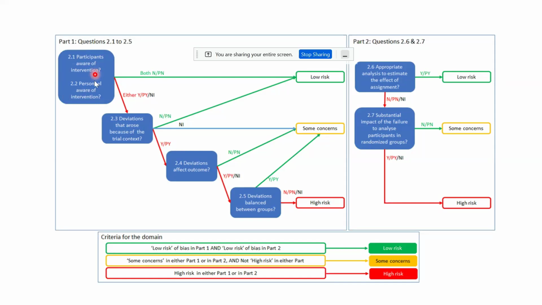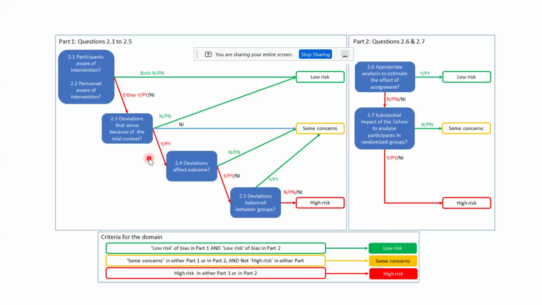So if the answer to either of this is yes or probably yes or no information, then we get to 2.3. If the answer is no or probably no, it goes to low risk in this case. Okay. If the answer is yes, probably yes, or no information, then we come to the next question, which is like deviations that arose because of the trial context.